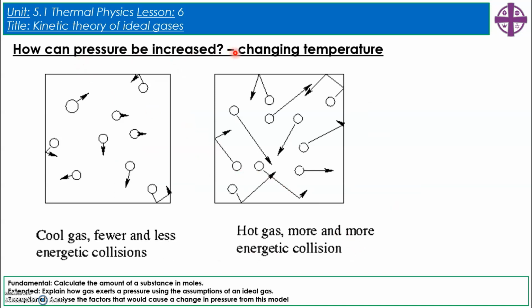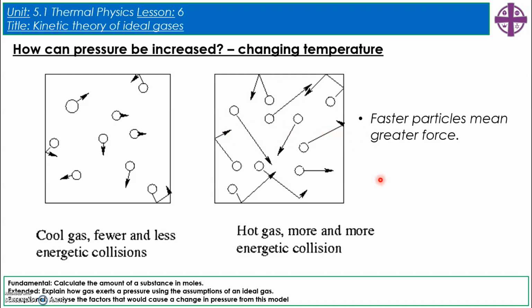How can pressure be increased by changing temperature? Well, if I have a cool gas, the atoms aren't moving very quickly. So there will be very few collisions with the wall, and the collisions won't be very energetic. There's not going to be a lot of force in each collision. But if I have a hot gas, the particles move around faster, which is being shown with these longer arrows. So there's going to be more collisions. If they're moving around faster, they're going to be hitting into the walls more often. And each collision will be more energetic. So because you've got more force in each collision and more collisions, there will be more pressure in total.